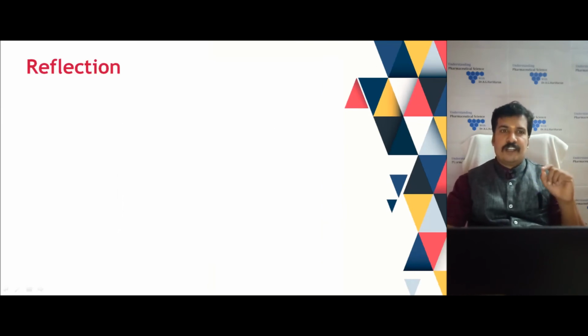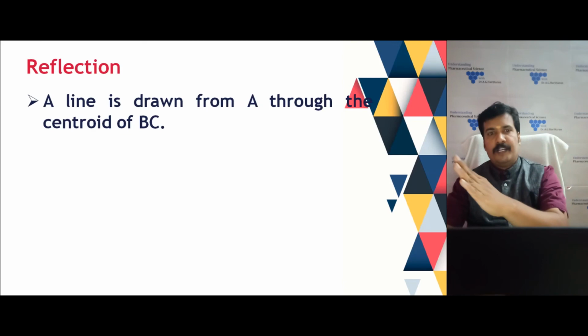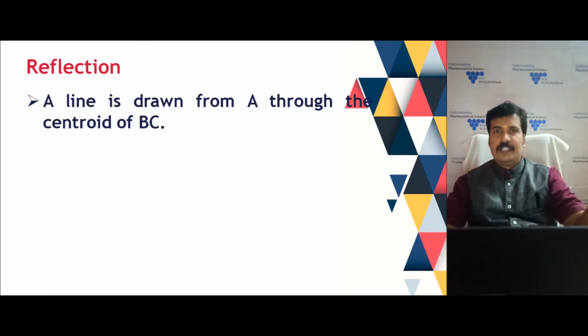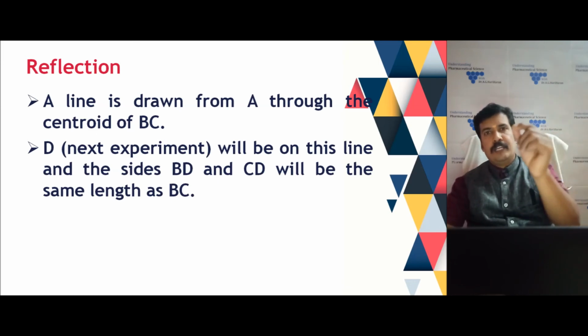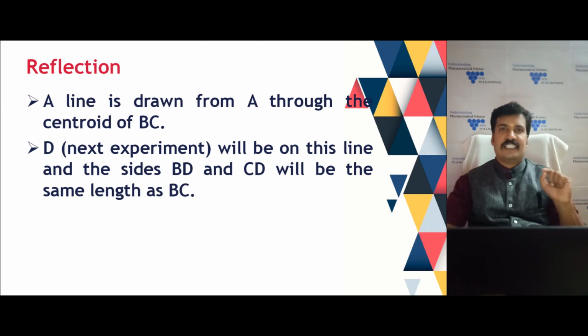Through this reflection we get a new point. We have drawn a line from point A through the centroid of BC, and so we got a new experimental condition, that is point D. This point D will have equal distances, that is B to D, C to D and B to C are all equal. So a new simplex is created.